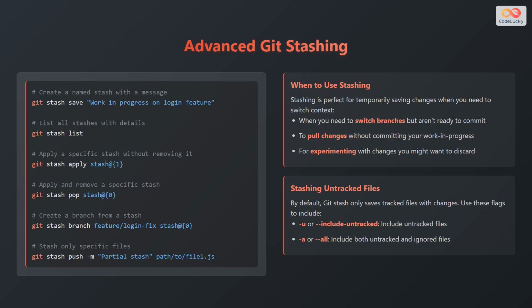By default, git stash only saves tracked files with changes. To include untracked files, use the -u or --include-untracked flags. To include both untracked and ignored files, use the -a or --all flags.